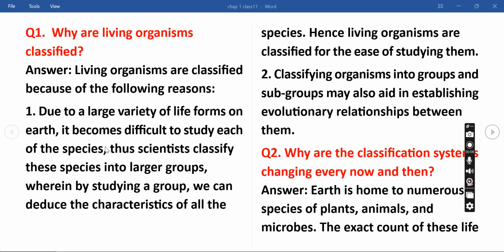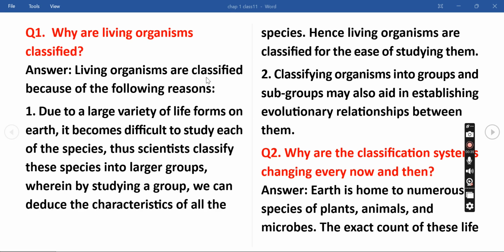So, let's start with class 11 biology, chapter 1, back exercise question answers. Question 1, why are living organisms classified? As we have studied in our previous video, living organisms are classified so that it becomes easy for us to study them in future, and classifying them into groups and subgroups also helps in establishing the relationship between them. So this is the answer.